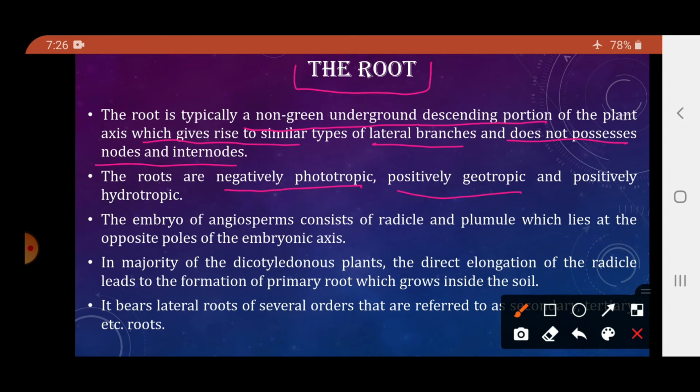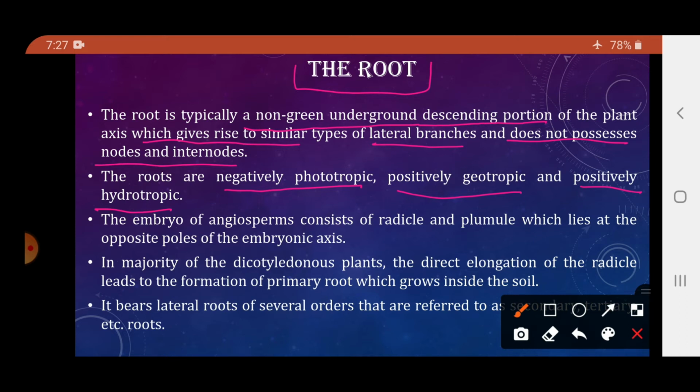That is positively geotropic. And positively hydrotropic. That is, it grows towards the water. So the roots are negatively phototropic, positively geotropic and positively hydrotropic. Hydro, water; geo, earth, gravity; and photo related to light. So it grows away from the light, it grows towards the gravity and towards the water.